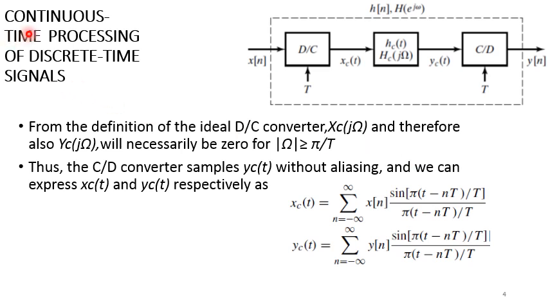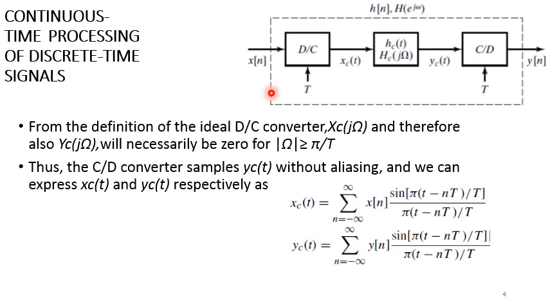The next topic we are going to consider is the continuous time processing of discrete time signals, right? So previously we did the topic that is discrete time processing of continuous time signals. In that case, the input signal was continuous and the system was discrete. So what we did, we converted the continuous time signal into a discrete time signal. Then we processed it using the discrete time system, and after processing, we converted the signal again to continuous time by discrete to continuous reconstruction.